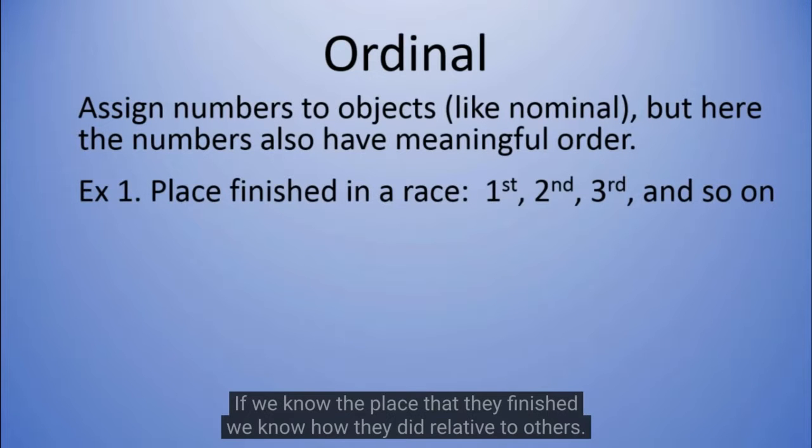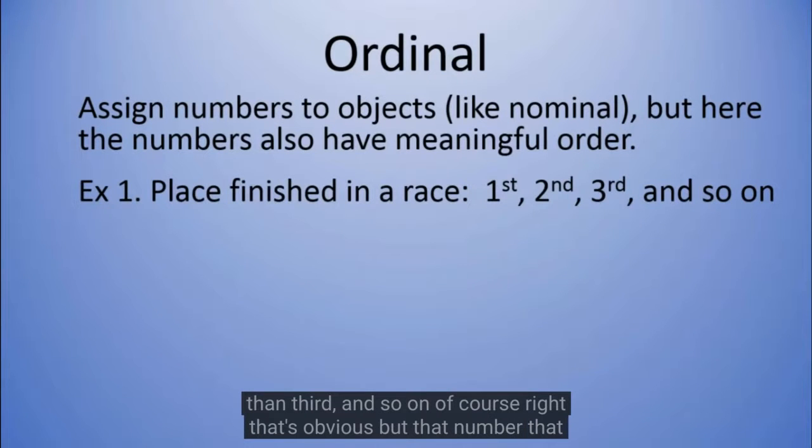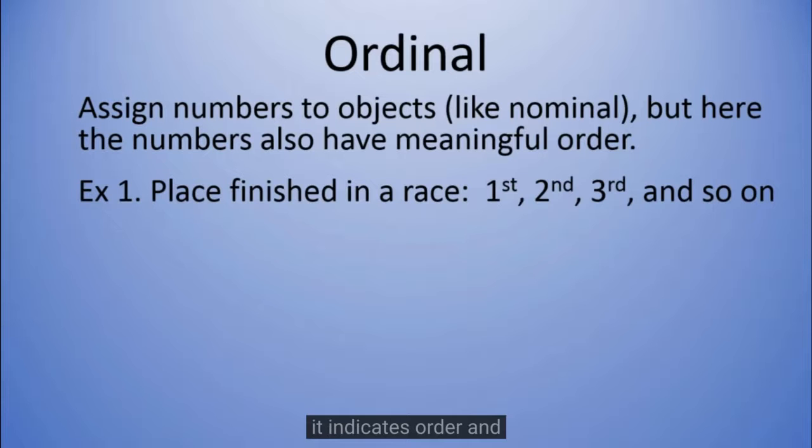If we know the place that they finished, we know how they did relative to others. So for example, the first place person did better than second, second did better than third, and so on, of course, right? That's obvious. But that number that they're assigned, 1, 2, or 3, indicates how they finished in a race. So it indicates order.